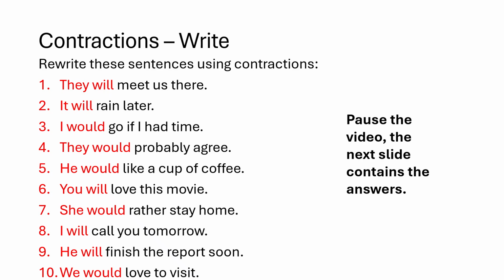Rewrite these sentences using contractions. 1. They will meet us there. 2. It will rain later. 3. I would go if I had time. 4. They would probably agree. 5. He would like a cup of coffee.